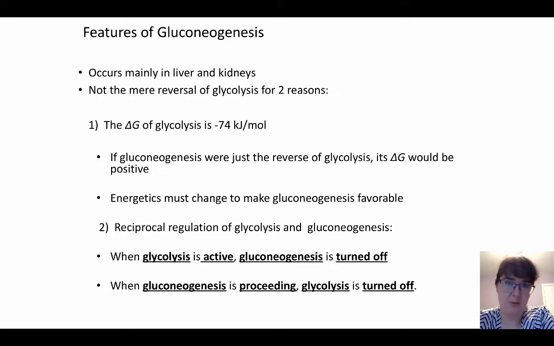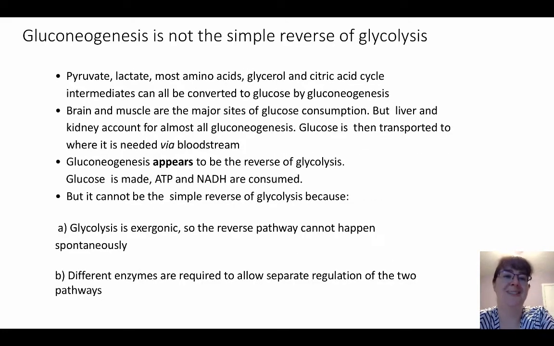The other thing that's going to happen with this is there's got to be reciprocal regulation. So reciprocal here because it's going to affect not just gluconeogenesis, but also glycolysis. So we need regulation that's going to be able to activate glycolysis and turn gluconeogenesis off, or do the opposite, where we've got regulation that can make sure that gluconeogenesis is running and proceeding, but is turning off glycolysis. So again, gluconeogenesis is not the simple reversal of glycolysis.